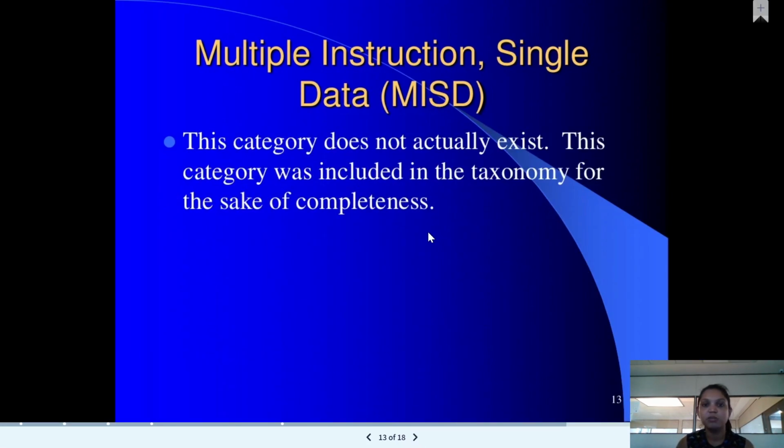And the last is multiple instruction, single data, but it can be learned theoretically, it is not practically possible. So this category does not actually exist. This category was included in the taxonomy for the sake of completeness, so that we can say that there are four possible combinations and permutations of it, but this category in real life does not exist.